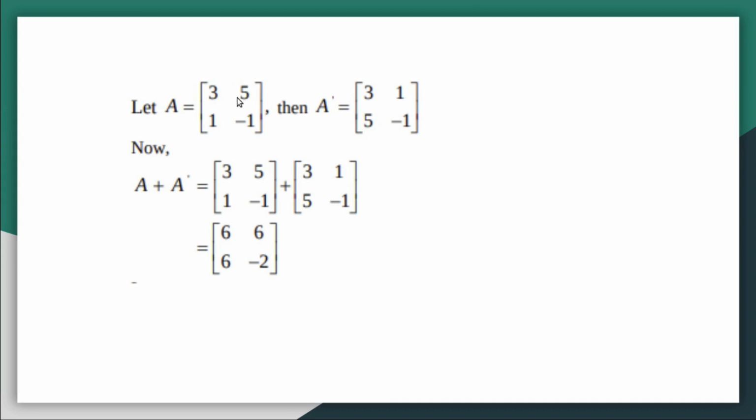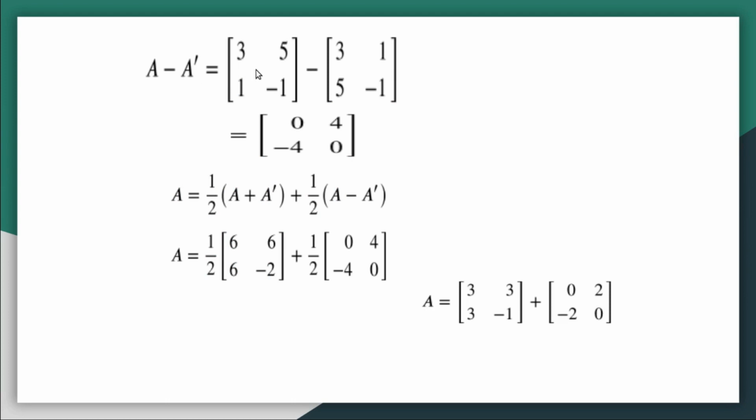Transpose of A: write first row as first column, second row as second column. Then find A plus A transpose. First write A plus A transpose. 3 plus 3 is 6, 5 plus 1 is 6, 1 plus 5 is 6, minus 1 plus minus 1 is minus 2. This is A plus A transpose. Now A minus A transpose: 3 minus 3 is 0, 5 minus 1 is 4, 1 minus 5 is minus 4, minus 1 minus minus 1, that is minus 1 plus 1, which is 0. A minus A transpose is matrix 0 4 minus 4 0.